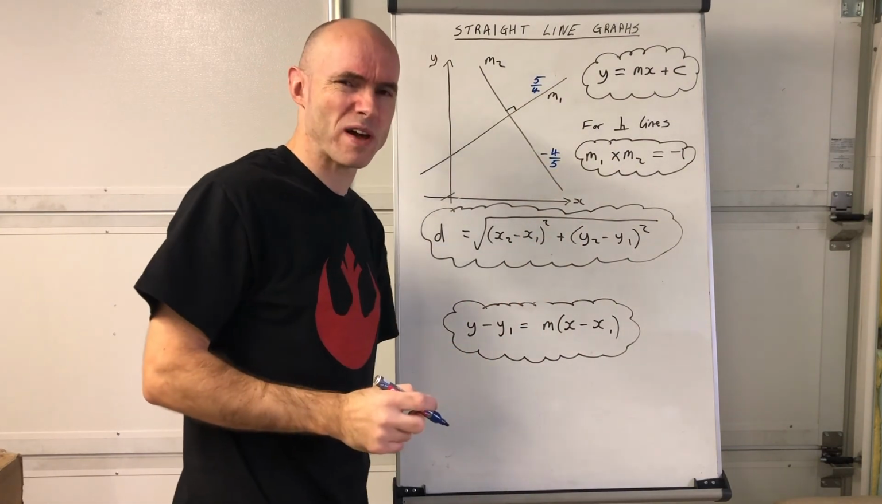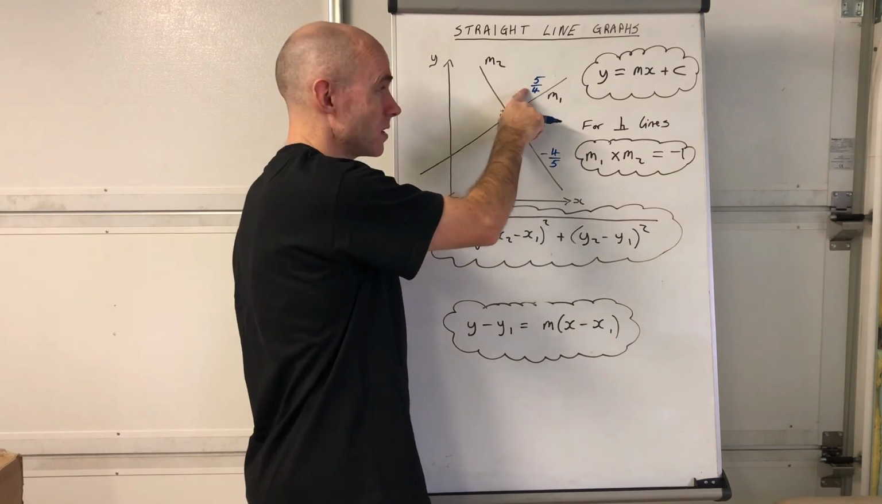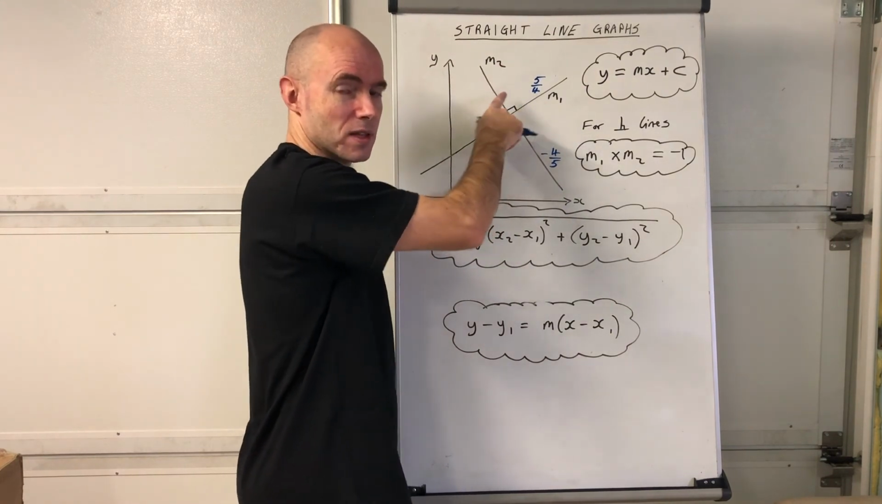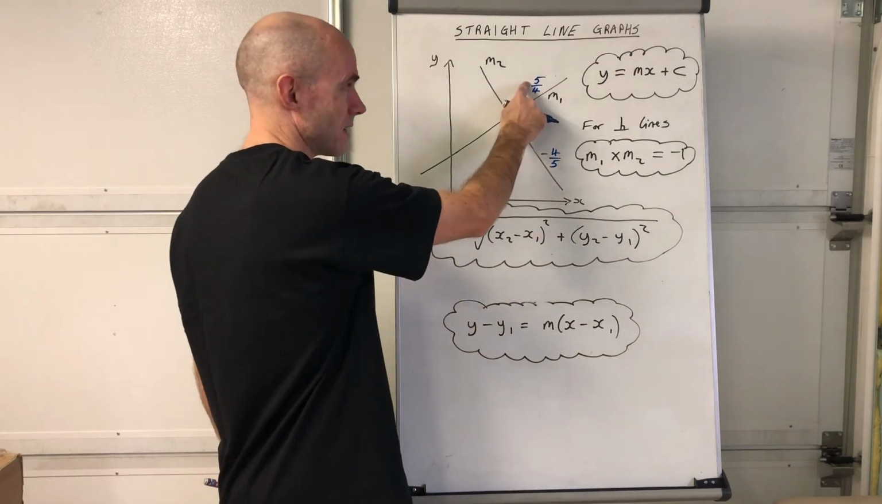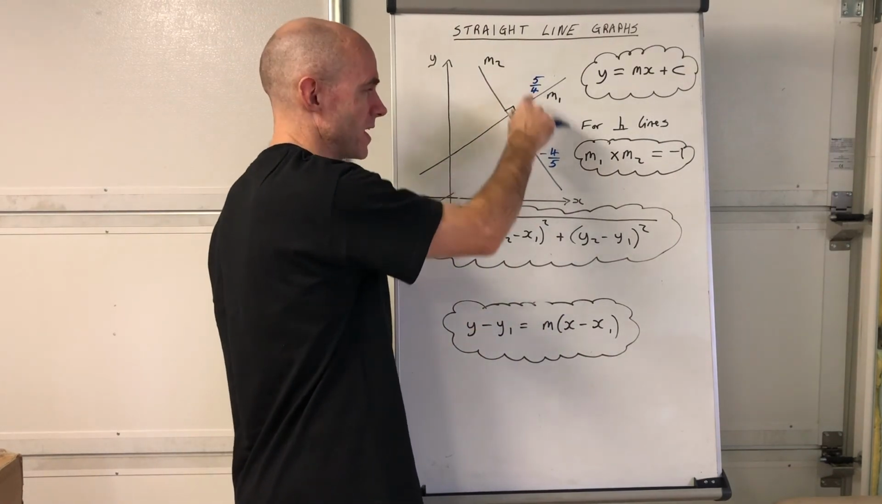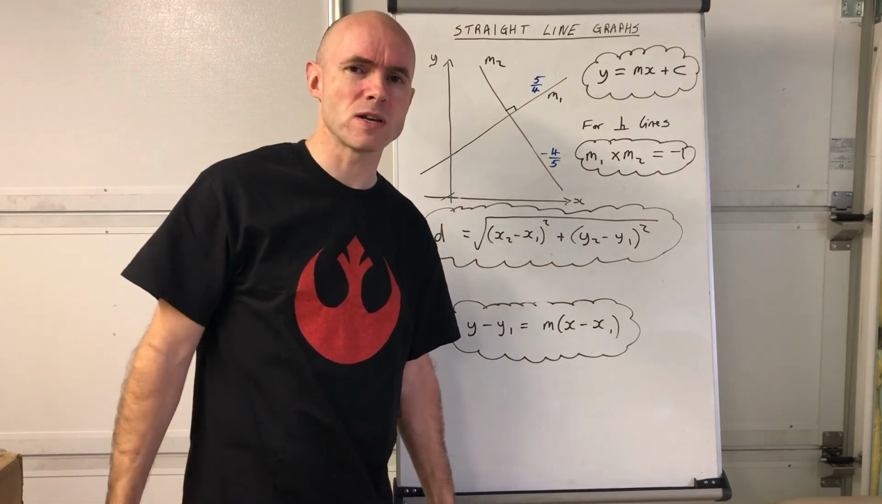But can you see a simple way of working that out? What you do is you take the gradient that's known, you take the reciprocal, so 4/5, and then times it by -1. And that will always work. So take that, do the reciprocal, multiply by -1. That will always work. That's pretty much all you need to know for the straight line graphs unit.